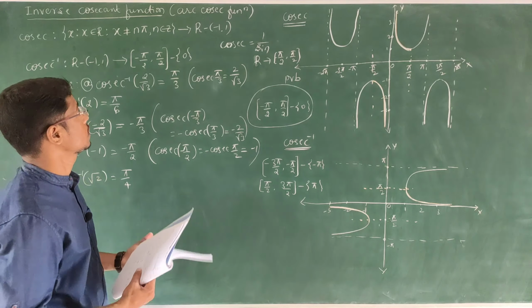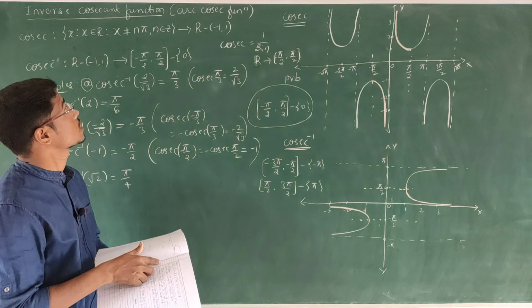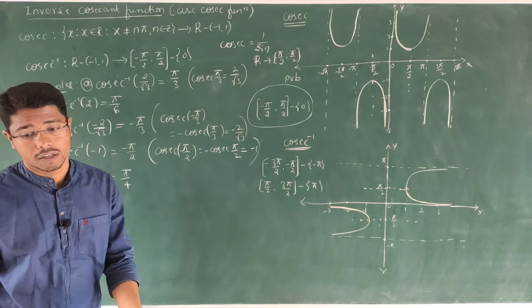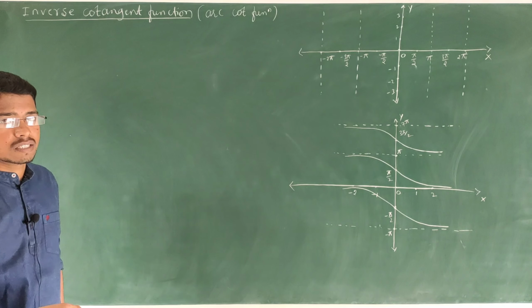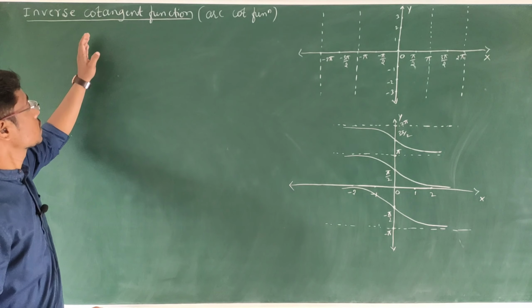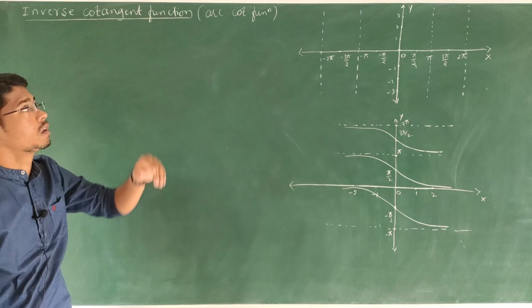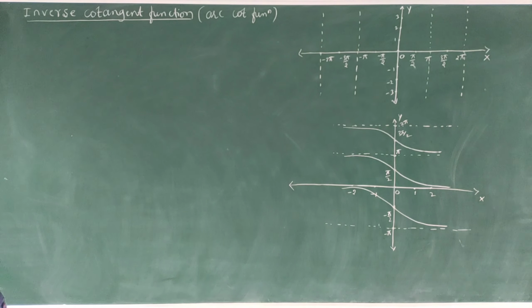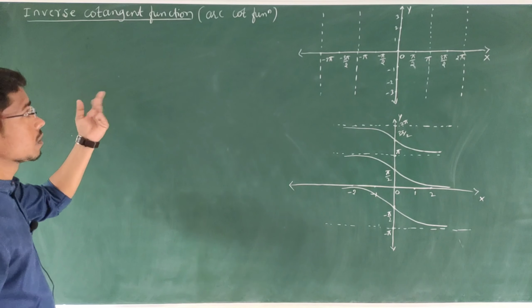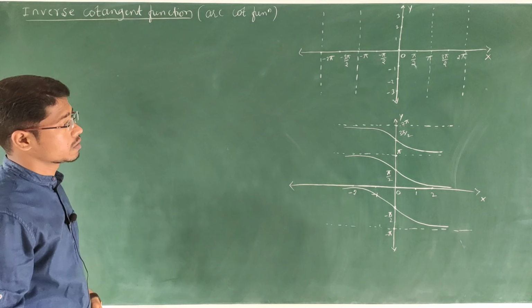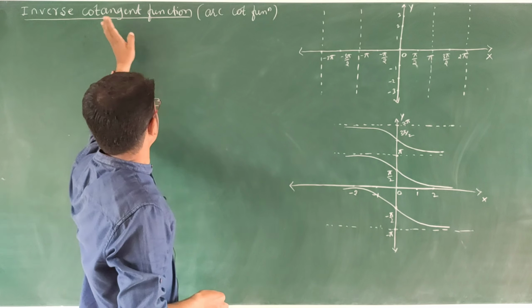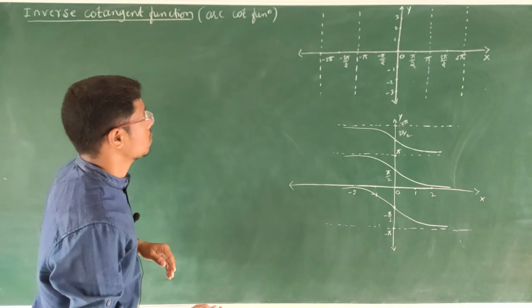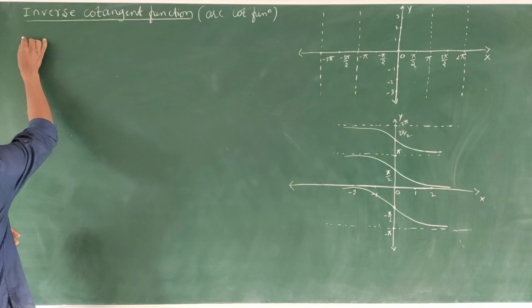So dear students, this is about the inverse cosecant function, or else we may call it an arc cosec function. Okay, last function, inverse cotangent function, or we may call it an arc cot function also. Okay, so let us see the cot function first.